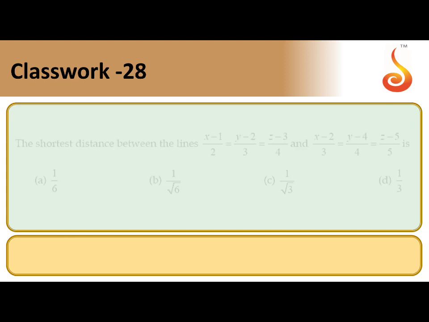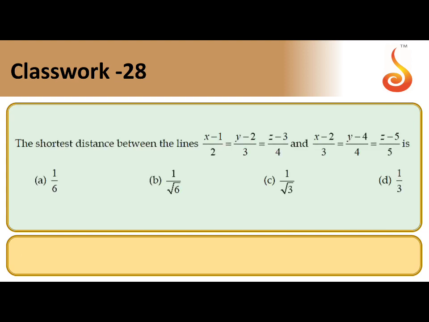The next question, the shortest distance between two lines. So what is the formula for finding SD between two skew lines? There is a formula for SD, that is modulus of B1 cross B2 dot A2 minus A1, the whole divided by modulus of B1 cross B2. This is a formula which you know from college level. So what is A1, B1? A1 is a point on the first line.